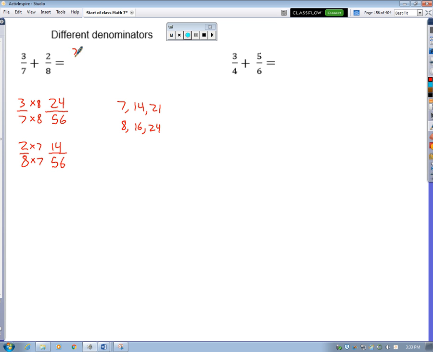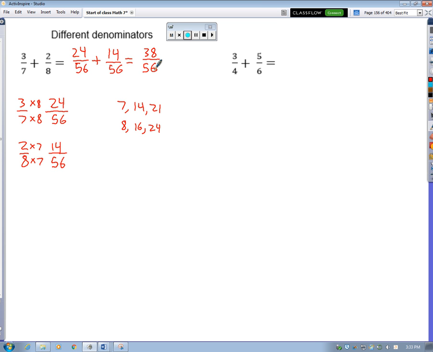So now I have 24 over 56 plus 14 over 56. Add them together. Do not add the denominator, just leave that at 56. Now we're going to add 24 and 14 together. That's going to give me 38. Alright, now just like we did in the last problems, we have to simplify this.